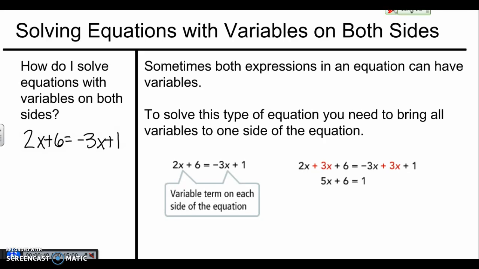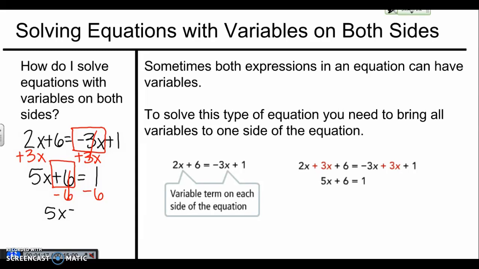I'm going to begin by getting rid of the variable on the right side of my equation. The opposite of a negative 3x is to add 3x to both sides of our equation. 2x plus 3x will give me 5x plus 6 equals 1. Now I have my variable isolated, so I am going to remove the plus 6. The opposite of adding 6 is to subtract 6 from both sides of my equation. So that's going to leave me with 5x equals 1 minus 6 is negative 5.